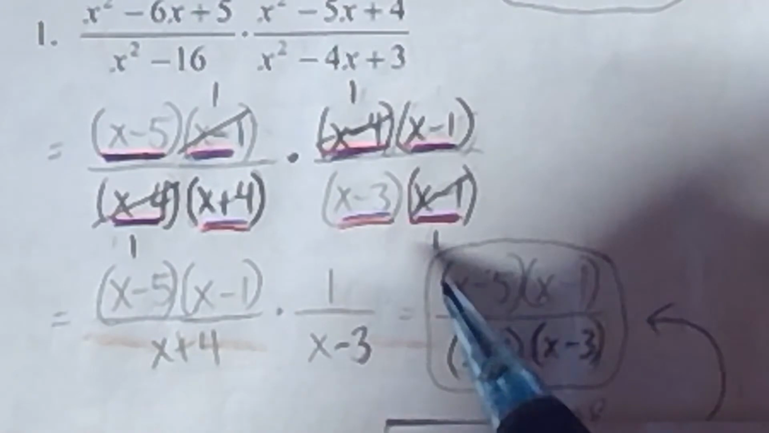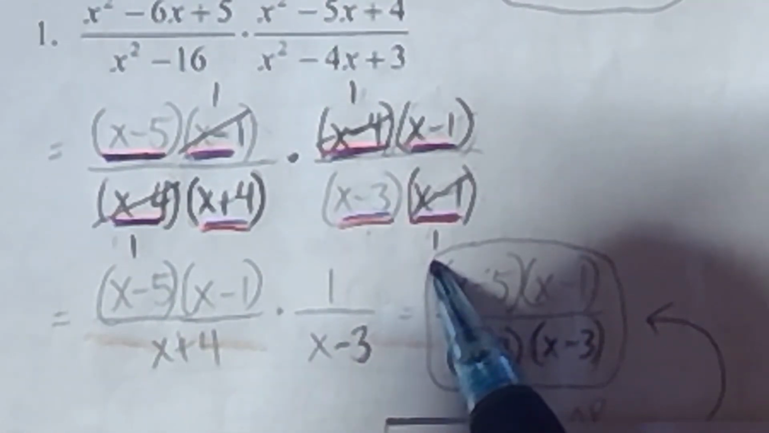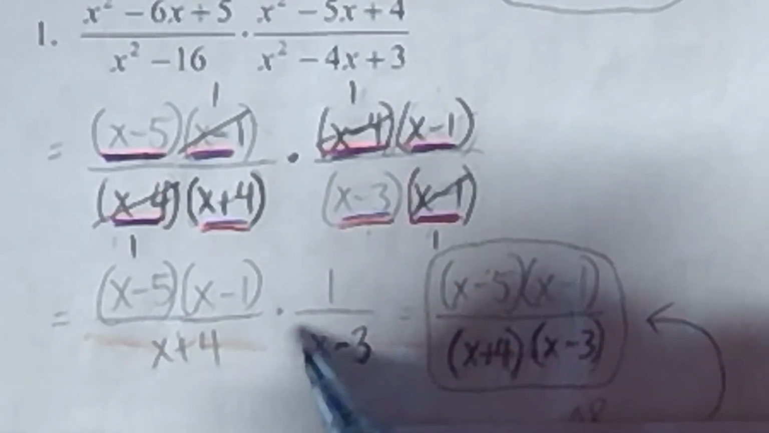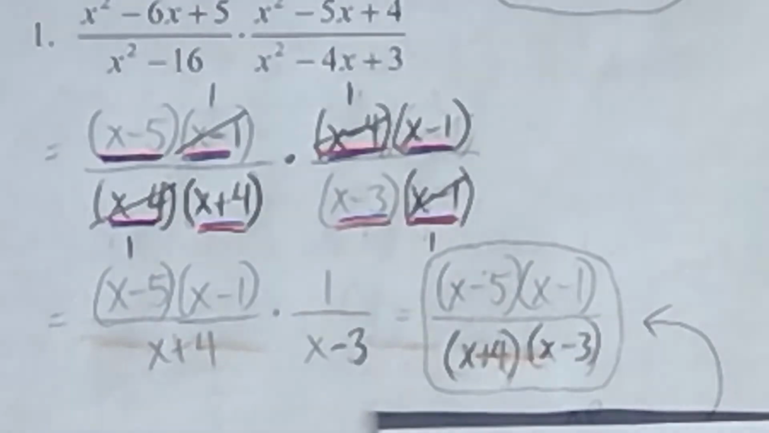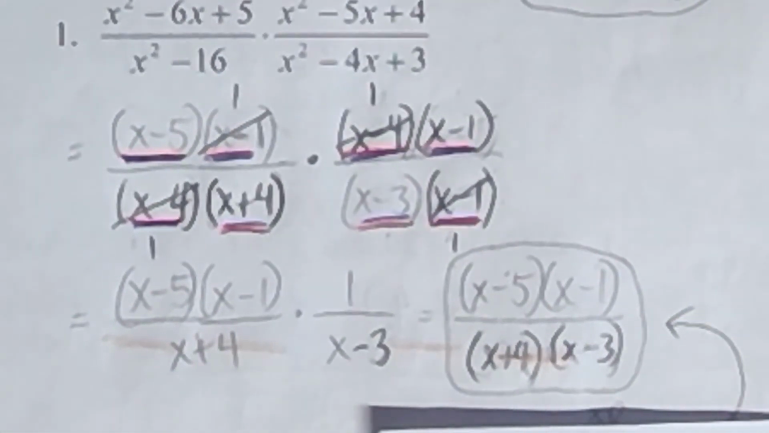But if you just have one bracket like x minus 3 right here, and it's being multiplied by 1, and it's just that bracket and the 1, then you don't need the bracket on that next step there. That's the difference. Okay, so that's problem number 1 there. And let's move on down here into number 2.